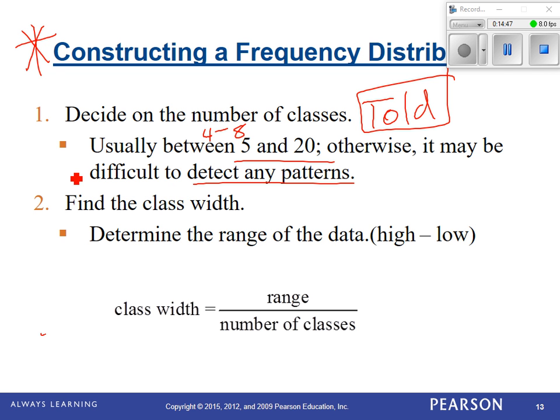Find the class width, determine the range. Remember, the range is just the high minus the low. So you go through all your data, you find the highest number, you find the lowest number, you subtract. That number goes on top right here, and then we divide by the number of classes that you want. 5, 6, 7, whatever they tell you. This is where most people mess up.